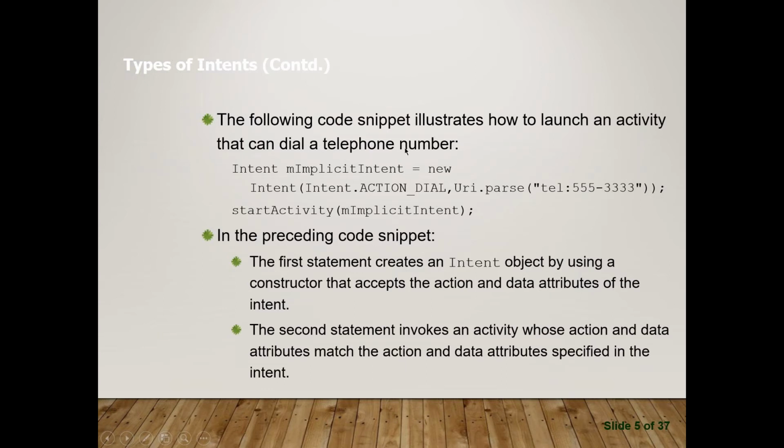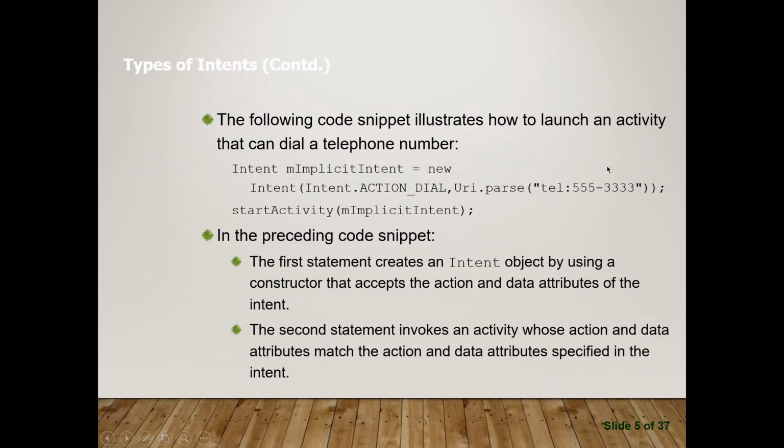Suppose you want to launch an activity that can dial a telephone number. What you need to do is create an object of the Intent class equal to new Intent. There are two parameters. One is a constant: you want to dial the telephone number, so this is the constant ACTION_DIAL. This is the action you want to perform. And this is the telephone number.